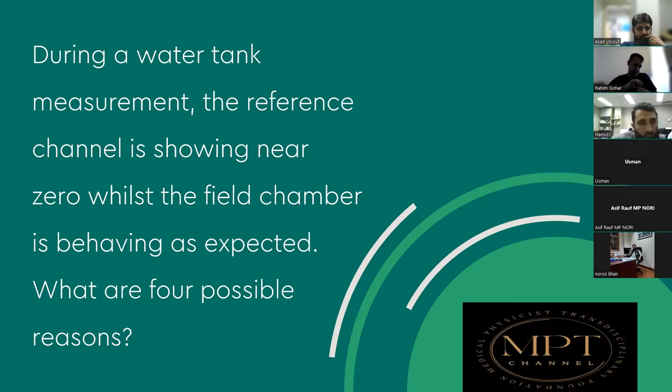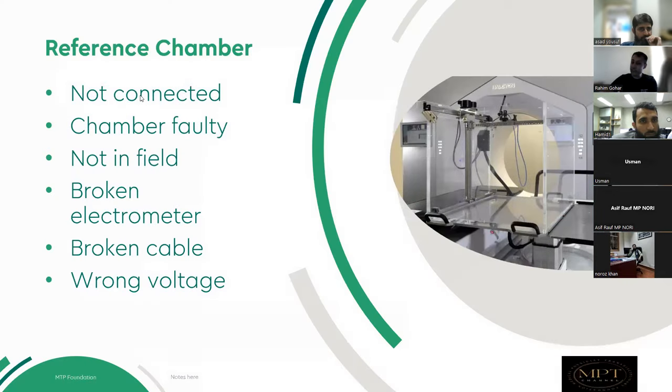What could be the other reasons? Maybe the reference chamber is not connected to the device. Maybe we are not applying any voltage. Right? Yeah, maybe voltage. That's fine. Maybe it's malfunctioning. That's true as well. Good. So you said it's not connected, it's not getting voltage. If you're not applying any potential, it's not going to give you anything. So maybe the chamber is faulty. That's fine. You said not in the field. Your electrometer is broken. Maybe there is damage in the cable. Wrong voltage.